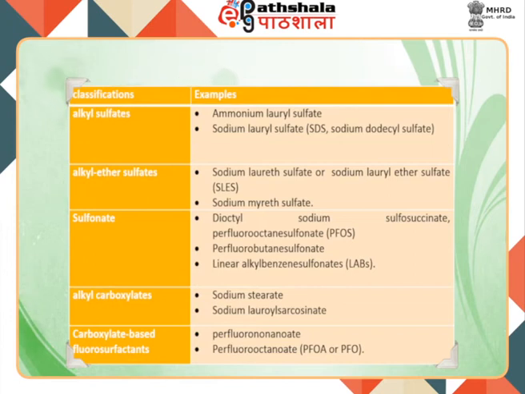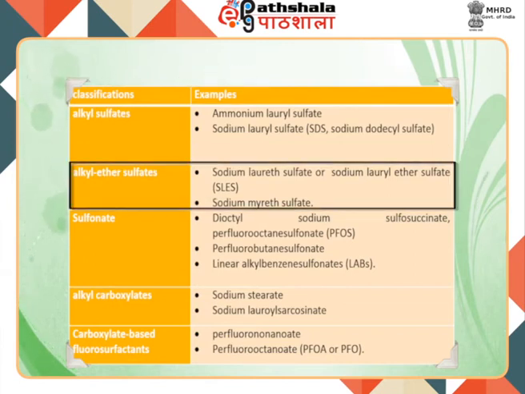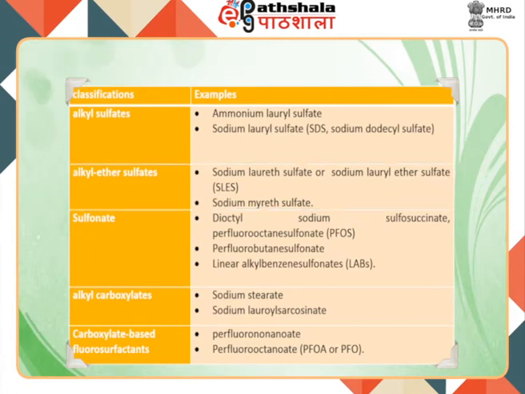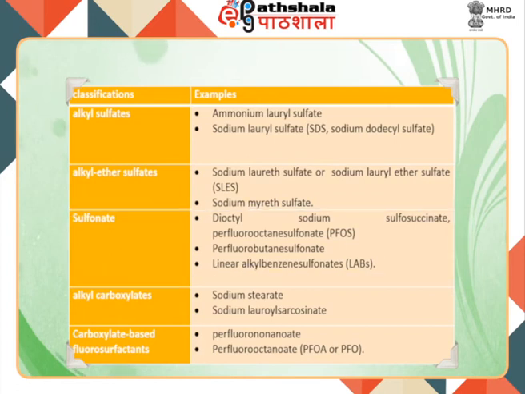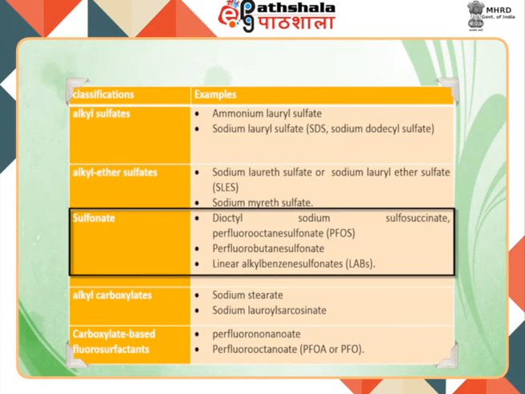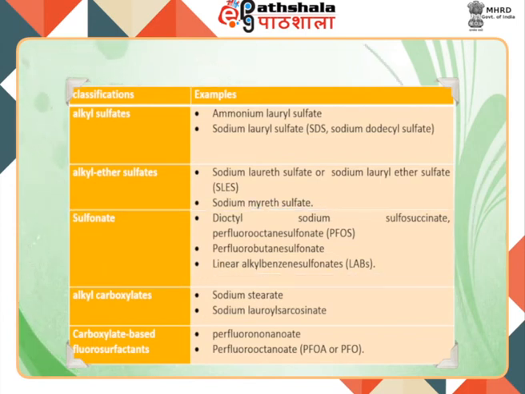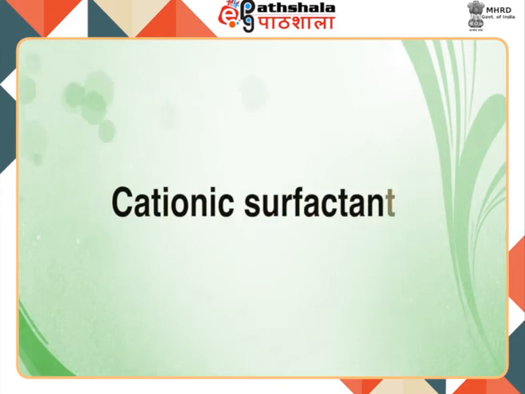Another classification is alkyl ether sulfates, and under this heading we have sodium laureth sulfate and sodium myreth sulfate. The third classification is sulfonate. Under this we have perfluorobutane sulfonate, dioctyl sodium sulfosuccinate, and perfluorooctane sulfonate, also known as PFOS. Next is cationic surfactants.